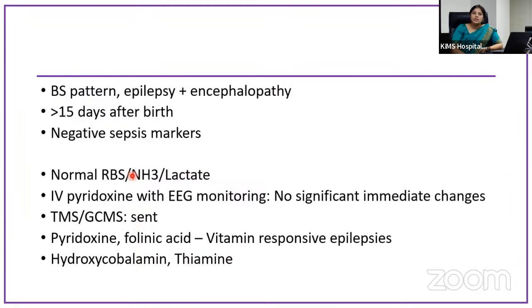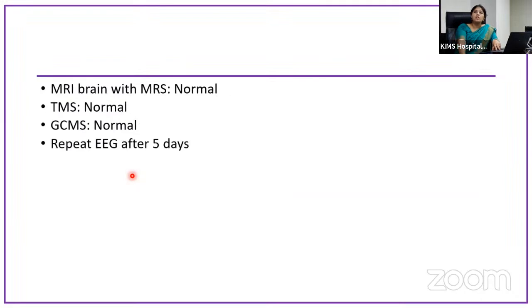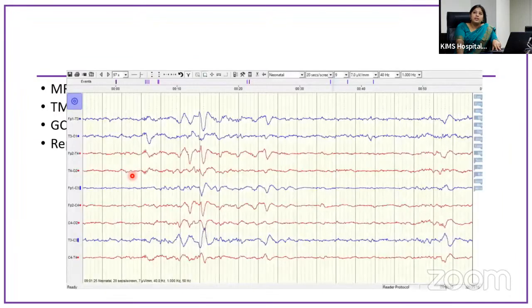TMS and GCMS were sent. Pyridoxal phosphate and folinic acid were added for vitamin responsive epilepsies. Biotin and thiamine were added for suspected metabolic disorders. Now for this child, the MRI with MRS was again normal. The TMS was normal, the GCMS was normal. We repeated an EEG after 5 days. At this point, the baby has not had any further seizures.